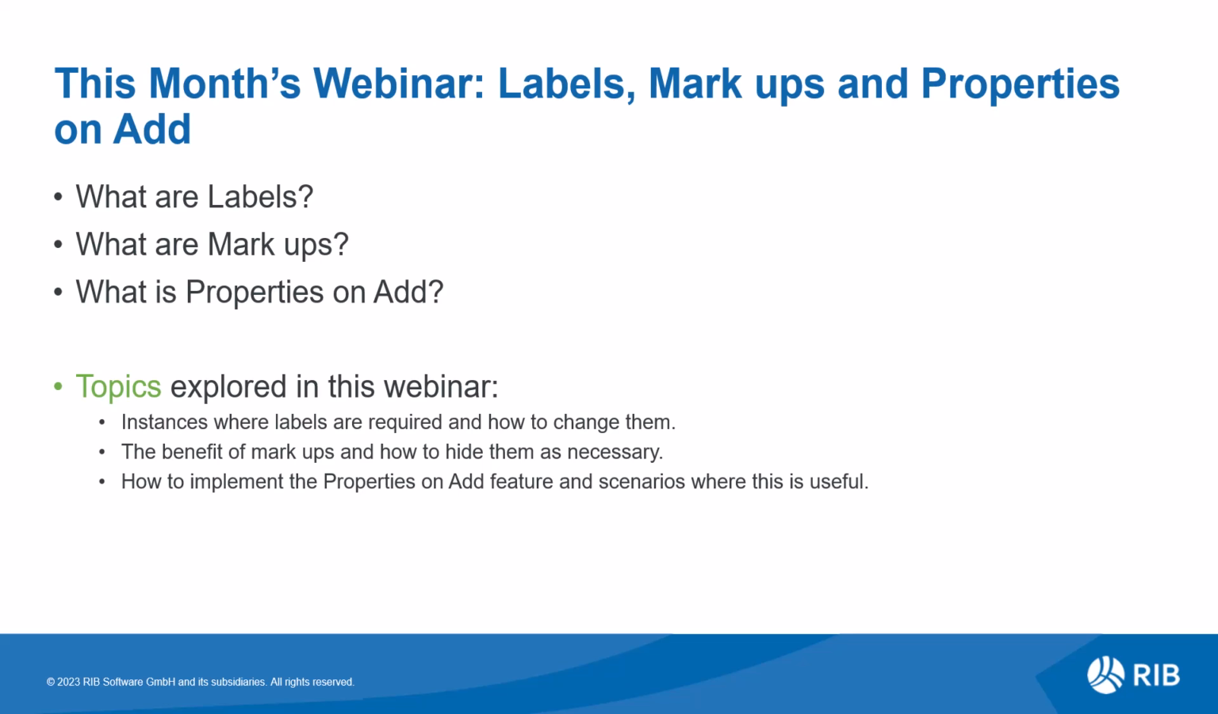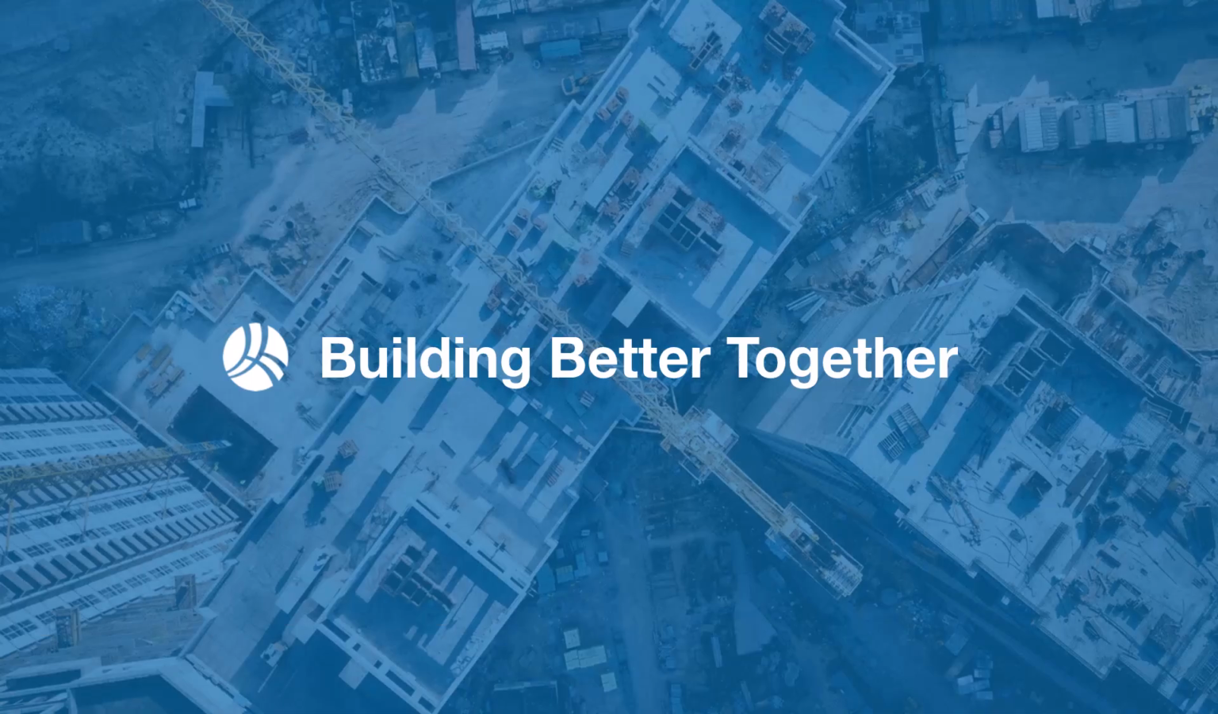The topics we will cover in this webinar are as follows: instances where labels are required and how to change them, the benefit of markups and how to hide them as necessary, how to implement the properties on add feature, and scenarios where this is useful. So let's take a look at these labels, markups, and properties on add features.